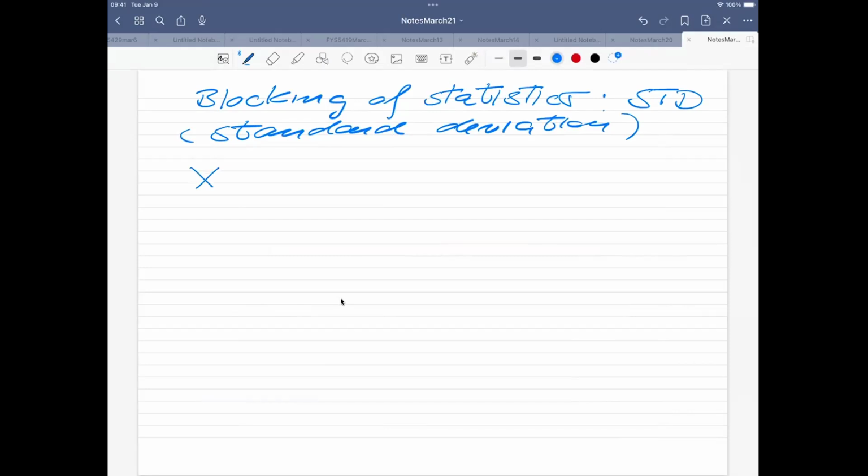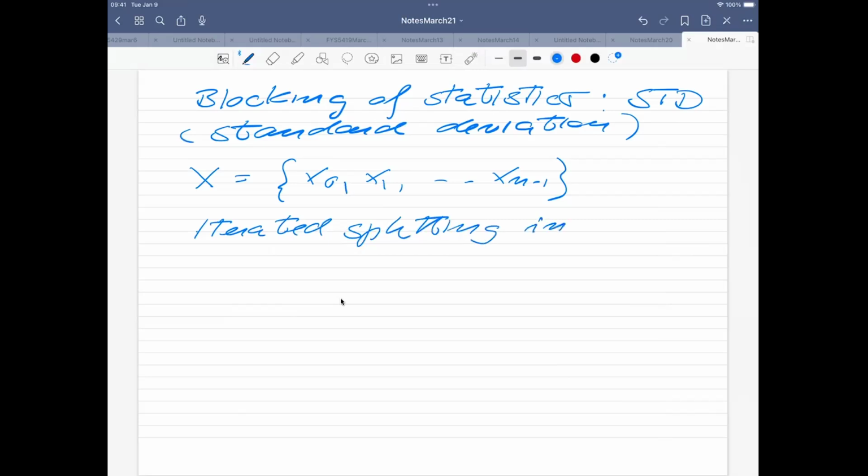So we have a data set. Suppose this is a data set. So we have an x0, there is an x1 up to some xn minus 1. What we typically would do then is to split the data set in first 2 blocks. So it's an iterated splitting into blocks of half the size of the original data.